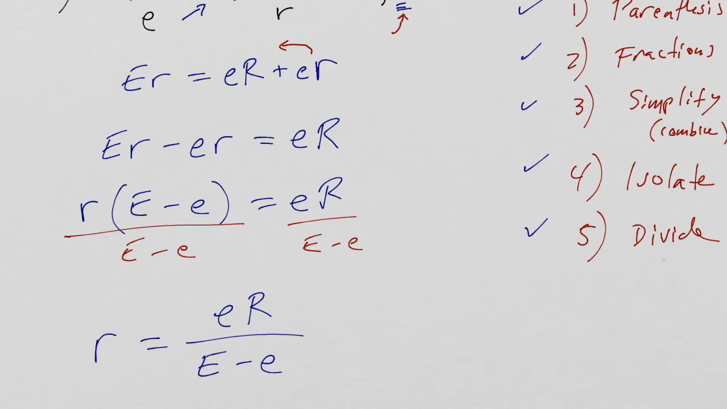Now the question, can I cancel this E and this E? No, because this term does not have the little e in it. So because I can't cancel from all three of these terms in the fraction, I'm not going to cancel from any of them. And this is a simplified fraction.